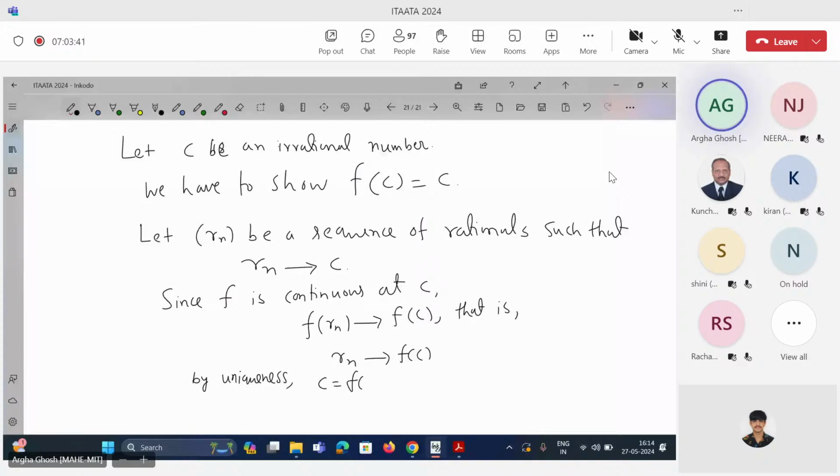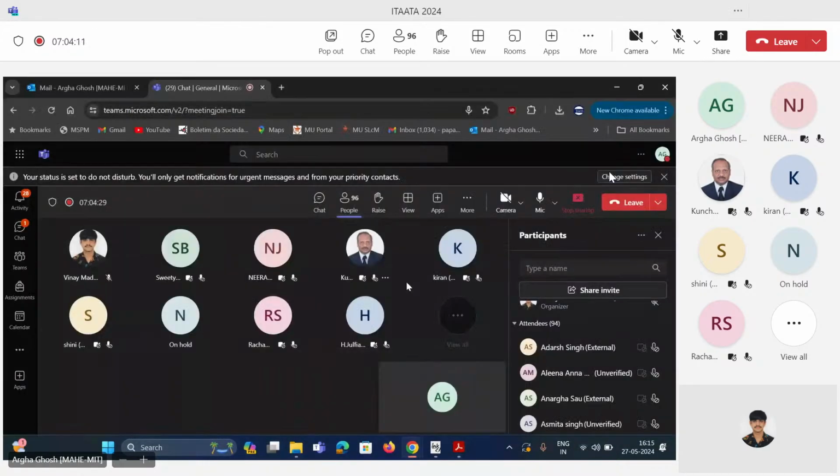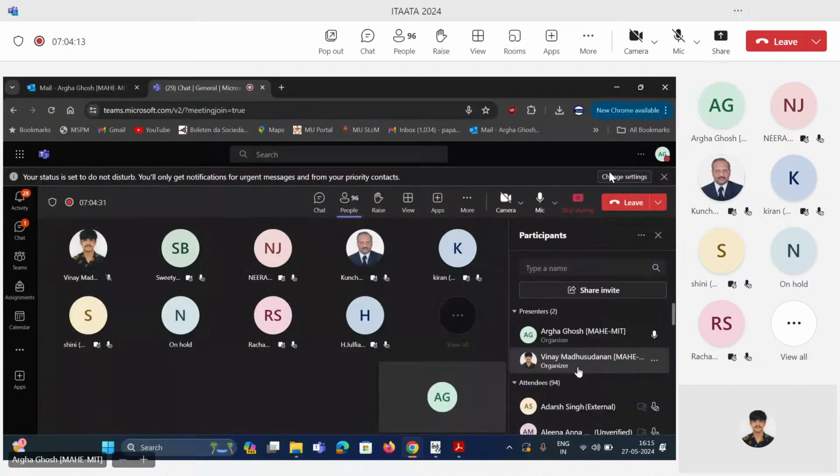So we proved that f is the identity function. Is it clear? Any question? So this is the only part where we use the notion of continuity. Before that, we just used the additivity property. Any question from online participants? Okay, no question.